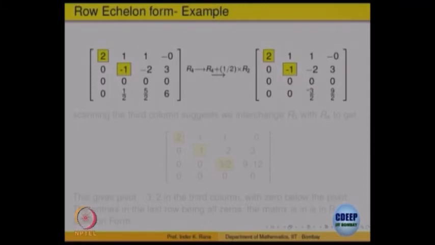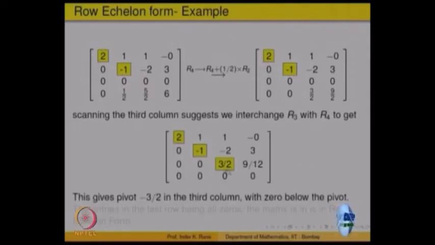So, you should interchange these two, right. So, interchange R4 with R3, and that will give you this. Okay. Now the bottom row is all zeros.